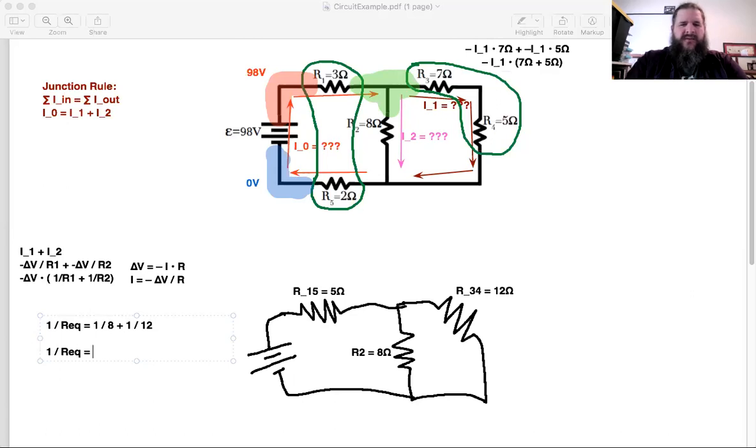So 1/8 we could multiply by 3 over 3 to get 3 over 24. 1/12 we could multiply by 2 over 2 to get 2 over 24. So that means 1 over the equivalent resistance is 5 over 24. And we're not quite done yet because that doesn't give us the equivalent resistance. It just gives us 1 over the equivalent resistance. So we take the inverse of both sides, raise both sides to the -1 power, and we get 24 over 5. Or in other words, 4 4/5 or 4.8 ohms. So these two resistors in parallel act like just one big 4.8 ohm resistor.